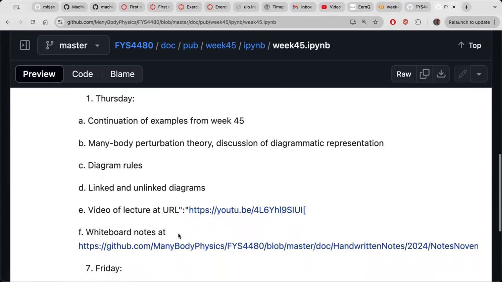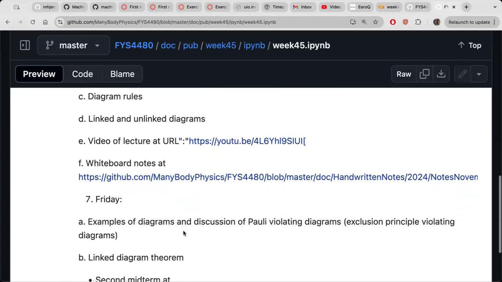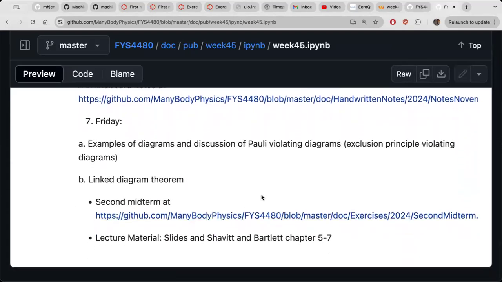So instead of diving into all the technicalities, we should also spend some time on discussing the second midterm, which is now available. And you can see down here at the end of the plans for this week, the link to the second midterm. Most of the material about diagrams, diagram rules, etc., is well covered by chapters 5 and 6 of Shavit and Bartlett. And these diagram rules, which we are going to bring up again, as we discussed yesterday, are essential when we now look at the midterm.